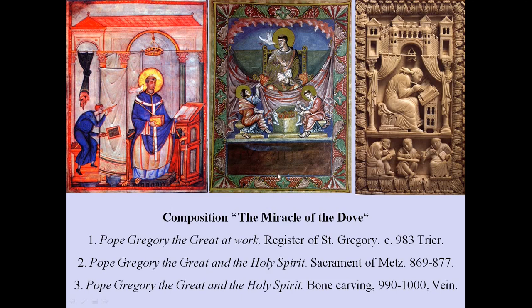Here we can see the same topic from the Sacramentary of Metz, created between 869 and 877. In the last example, in the next image, we can see also the same subject, but in bone carving, created between 990 and 1000 and kept in Vienna. So what's the difference? The topic is the same, but the compositional principles and locations of the figures of the heroes of this plot are totally different.